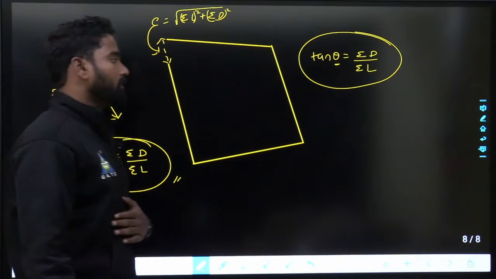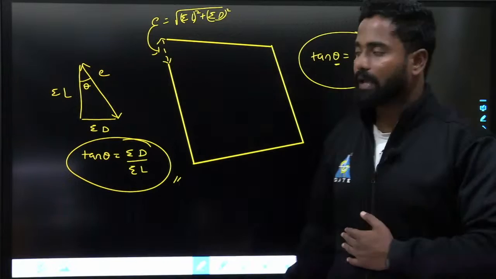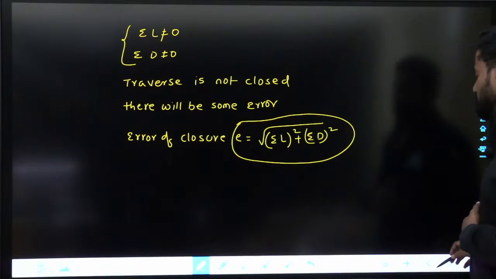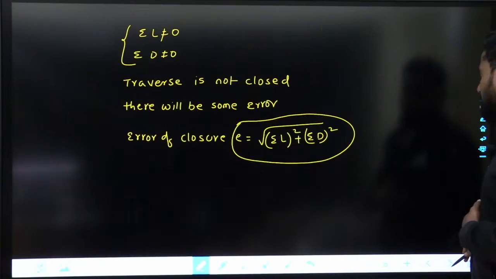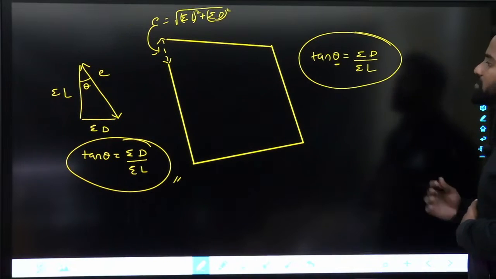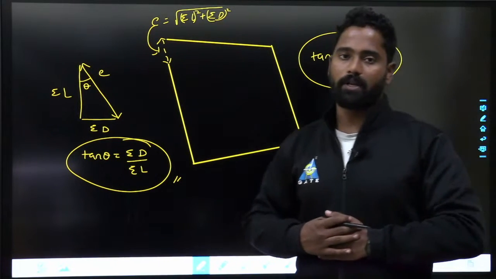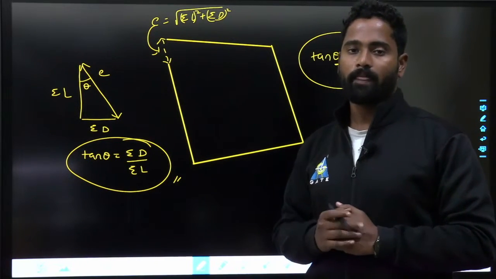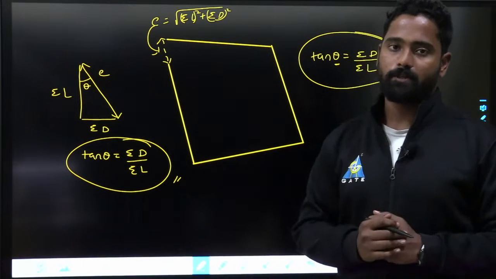Fine. This is how you are going to find the error of closure and its bearing. Any doubts in this, you can ask me.